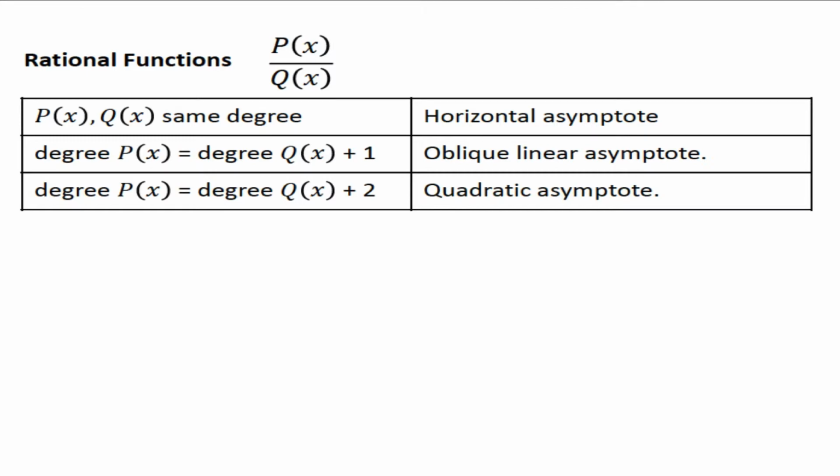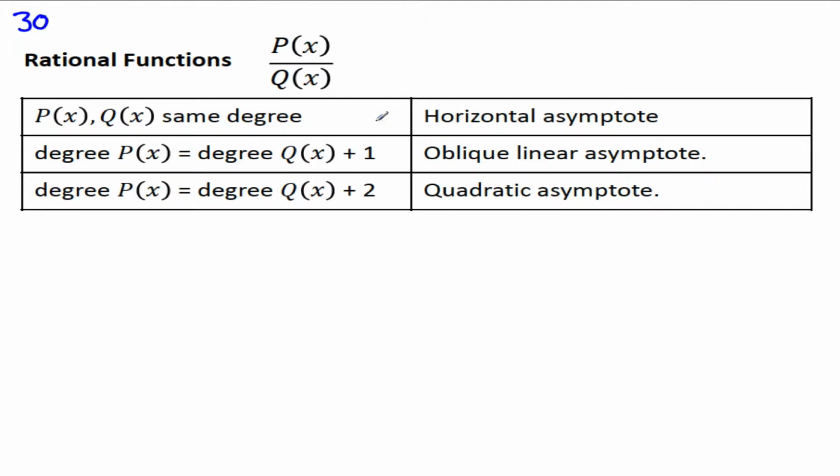Okay, let's move on to page 30. What if we have rational functions where we've got some function p(x) divided by some function q(x)? Well, first up, if they have the same degree, you're going to get a horizontal asymptote. So if you're dividing a function by a function with the same degree, the remainder that you will get will be just a constant. So you will get a horizontal asymptote.